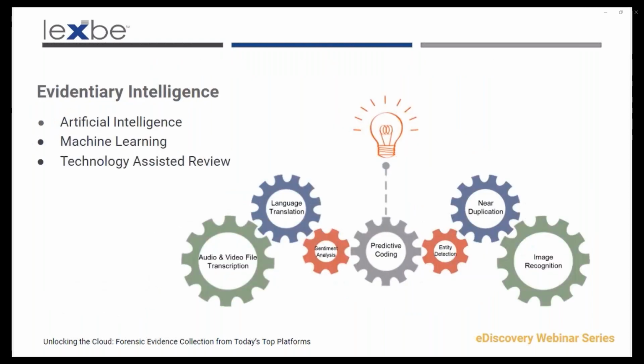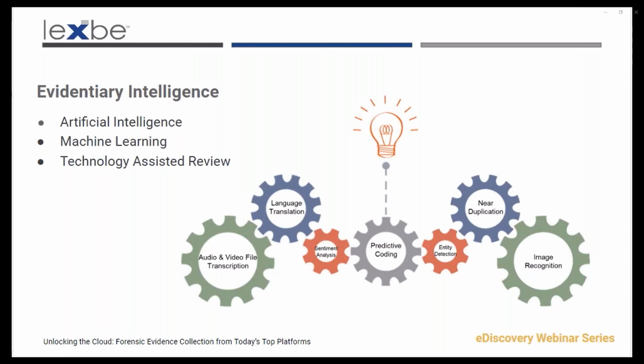Instead of AI, I often like to call this EI, as in evidentiary intelligence. So we've got a whole host of AI algorithms that help you quickly navigate massive data sets, maintain control of your cases, even if it's cross-border litigation, and gain the time you need to build a strong case.